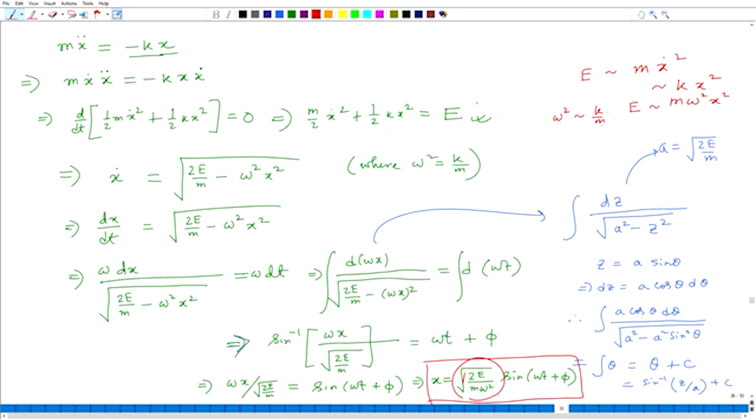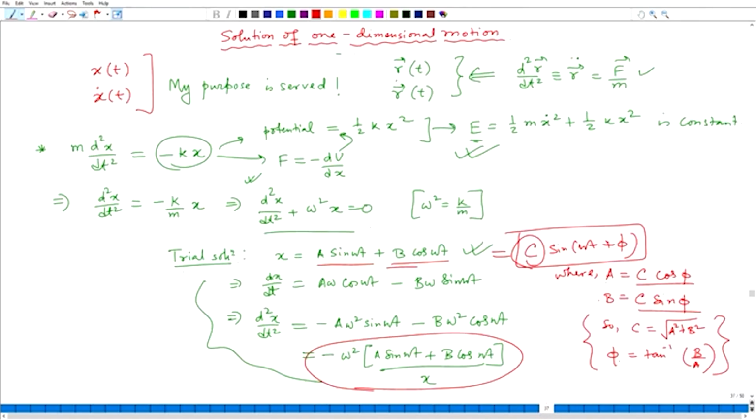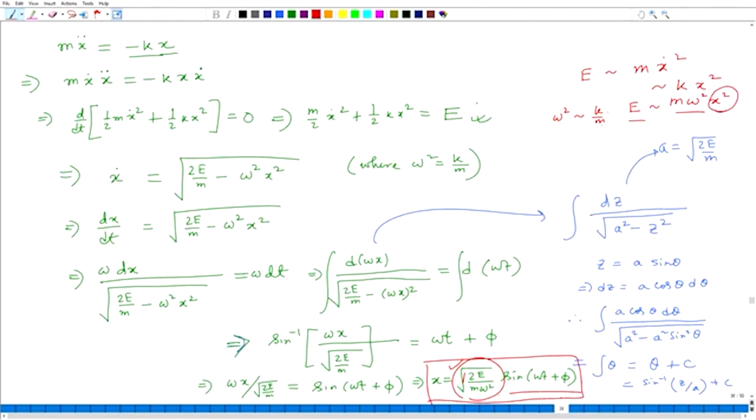So, 2E by m omega square will have the dimension of x square, and root over of that will be the dimension of a length. This has dimensionless. So, this is also correct. So, you see in the first method you do not know what C is, that will be given by of course the initial conditions, but here actually you know what this is, 2E by m omega square, but the point is that which one is more advantageous.